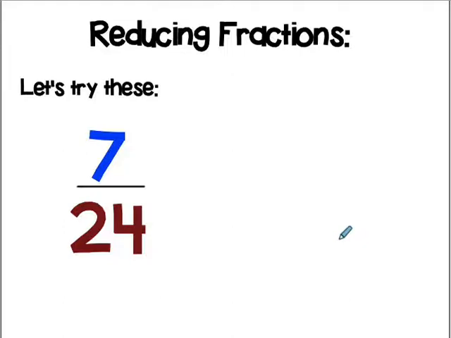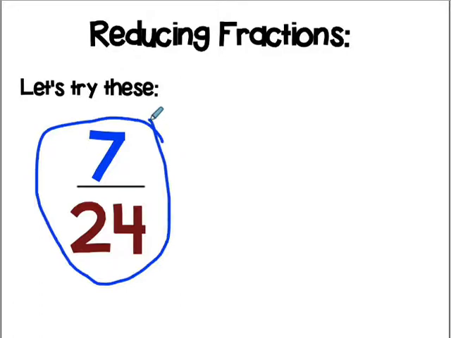Let's try 7 over 24. So I already know it could be tricky because it's an odd number. So let's try, does 7 fit into 24 perfectly? And the answer is no. Does 6? Well, 6 fits into 24, but not 7. 5? Nope. 4 fits into 24, but not 7. 3 fits into 24, but again, not 7. 2 fits into 24, but definitely not 7. So I actually cannot reduce this fraction. So 7 over 24 is already reduced, and that's all I have to do.